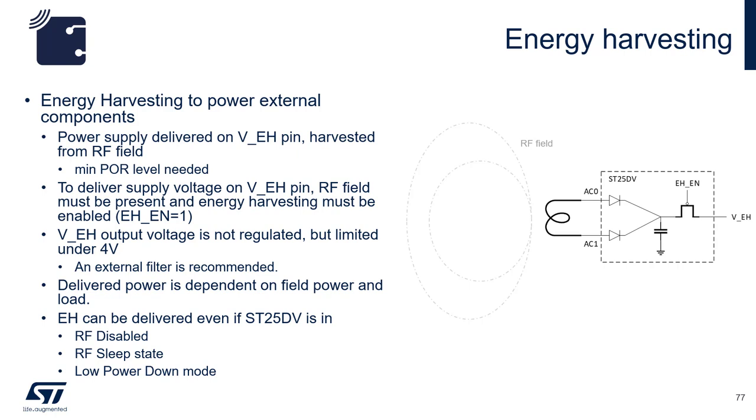The VEH output is not regulated, but it is limited under 4 volts, and we recommend that some sort of external filter is used. Also, EH output can be delivered during the following modes: RF disable, RF sleep state, and low power down mode.